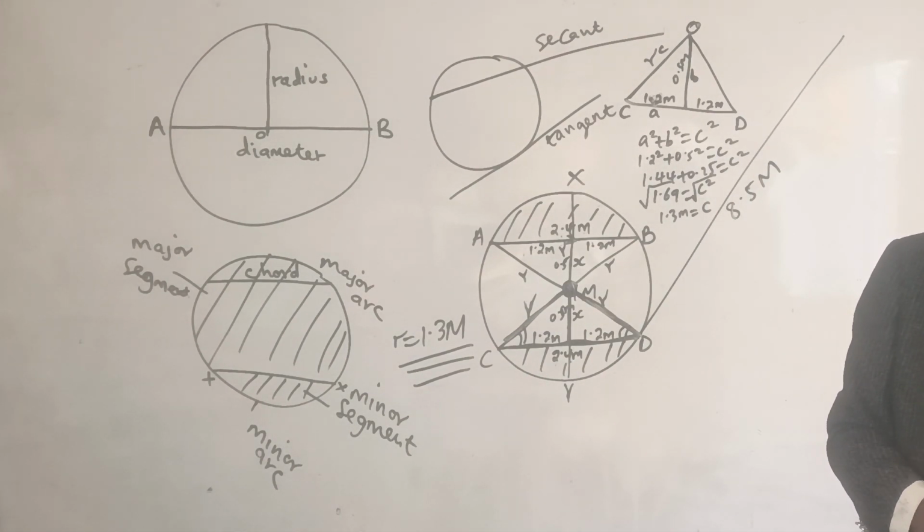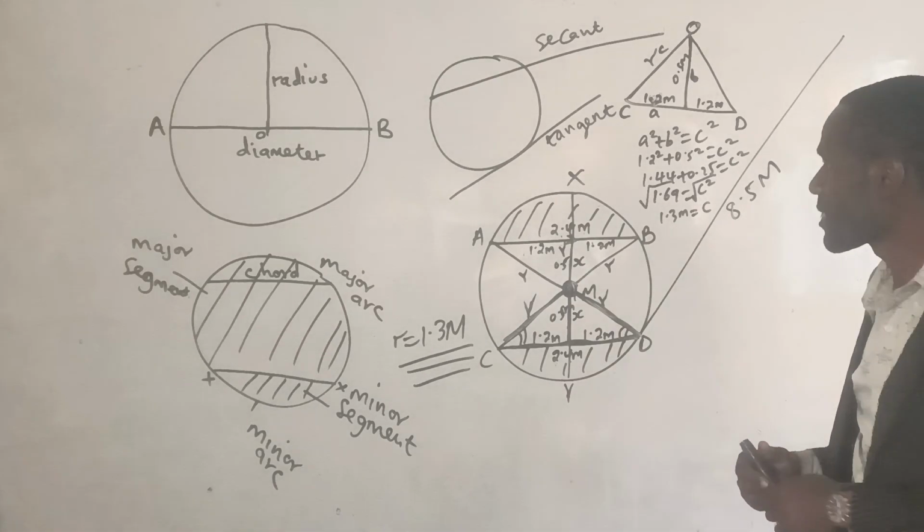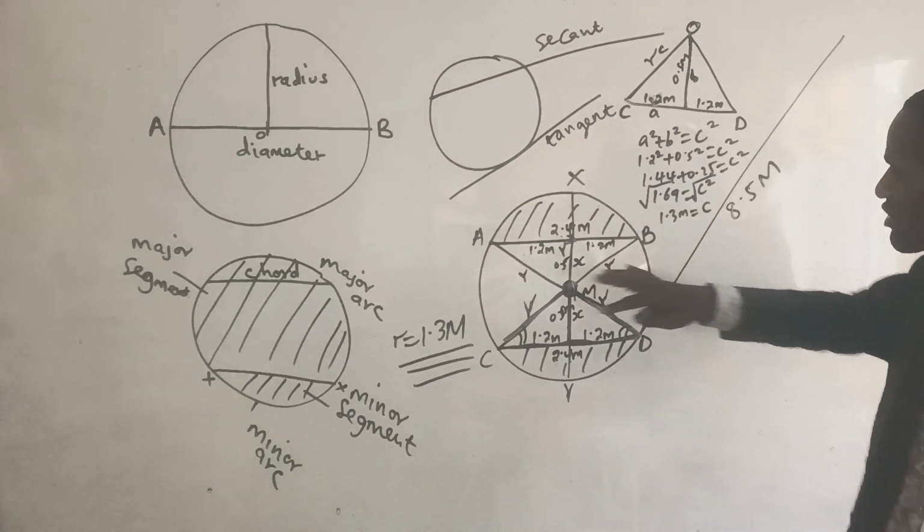Correct. And the second part says the area of the cross section. So they want us to get the area of this cross section.